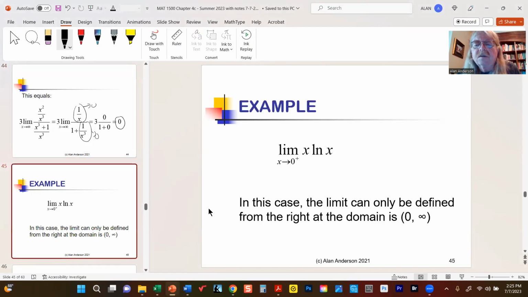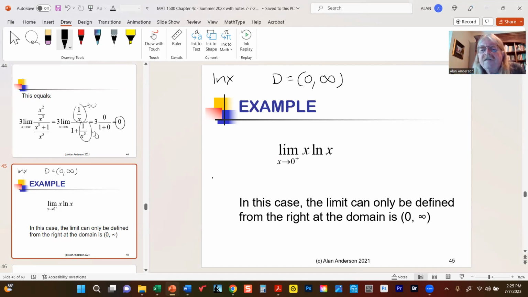now, look at this one. This is actually a limit from the right, a one-sided limit. Why is that, by the way? It turns out, if you notice, the natural log, if you recall, does not include a zero. If you take the natural log of zero, it'll blow up.